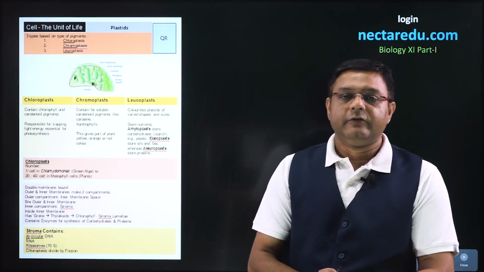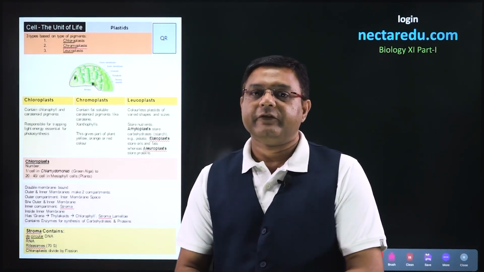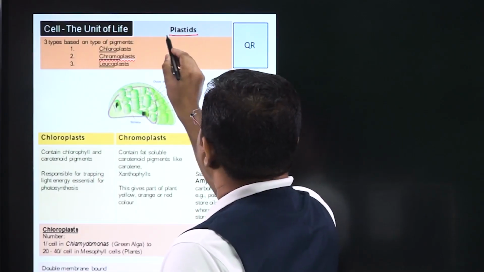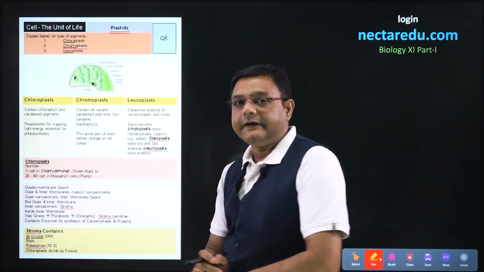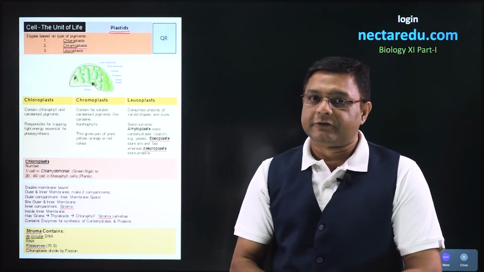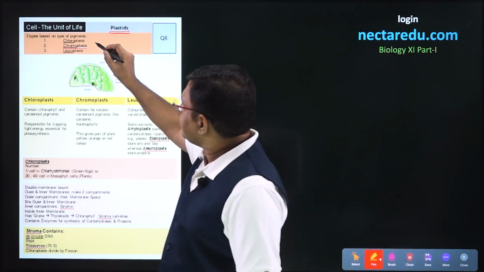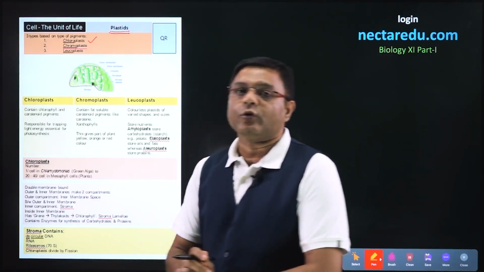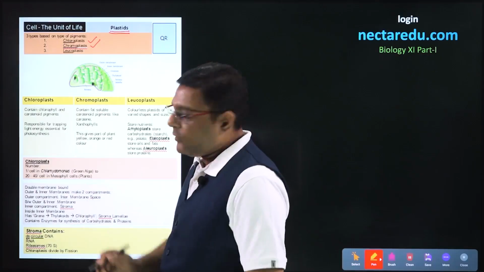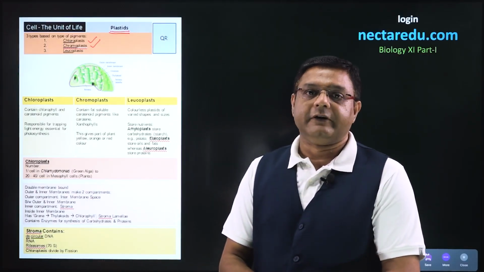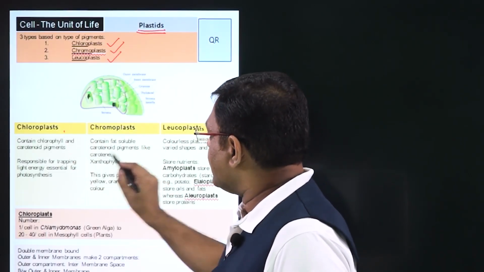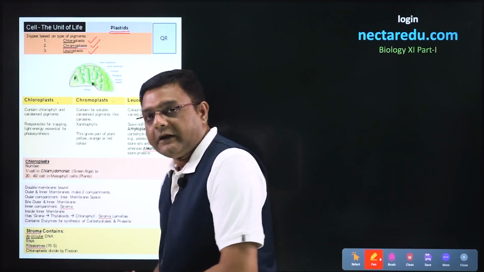In this particular video, we will talk about the organelle called plastid. There are three types of plastids, and the difference is on the basis of pigment. The first plastid is called chloroplast, which is most common. The second type is called chromoplast, and the third type is called leucoplast. We will look into the difference between chloroplast, chromoplast and leucoplast.